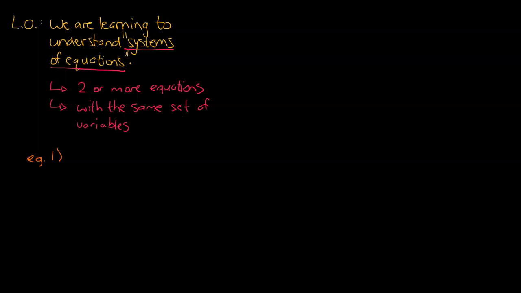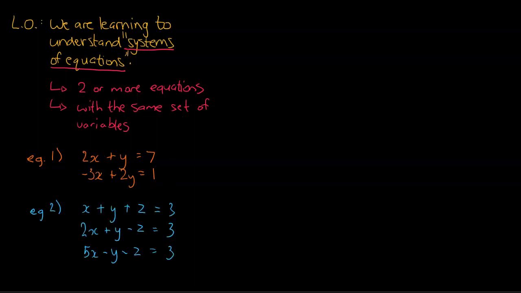I'm going to run through two examples to show you what I mean by that. The first example I've got here, we can see we've got two equations, 1, 2, and you will see within those two equations, they've both got x's and they've both got y's. So that's what it means by the same set of variables. They've got the same variables within them.